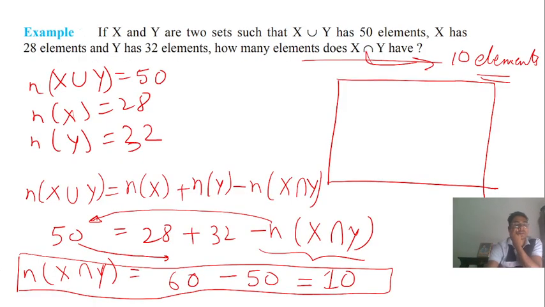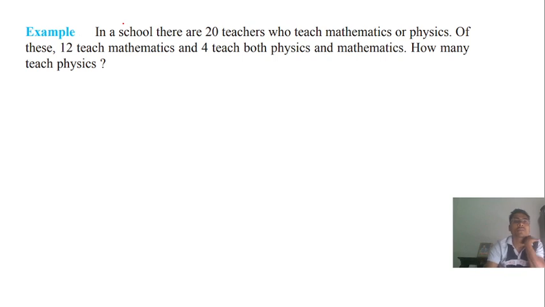This is the very first example we just solved. Now we are going to solve the second example in the same case. In a school there are 20 teachers who teach mathematics or physics. Of these, 12 teach maths, and 4 teachers teach both physics and mathematics. How many teachers teach physics?